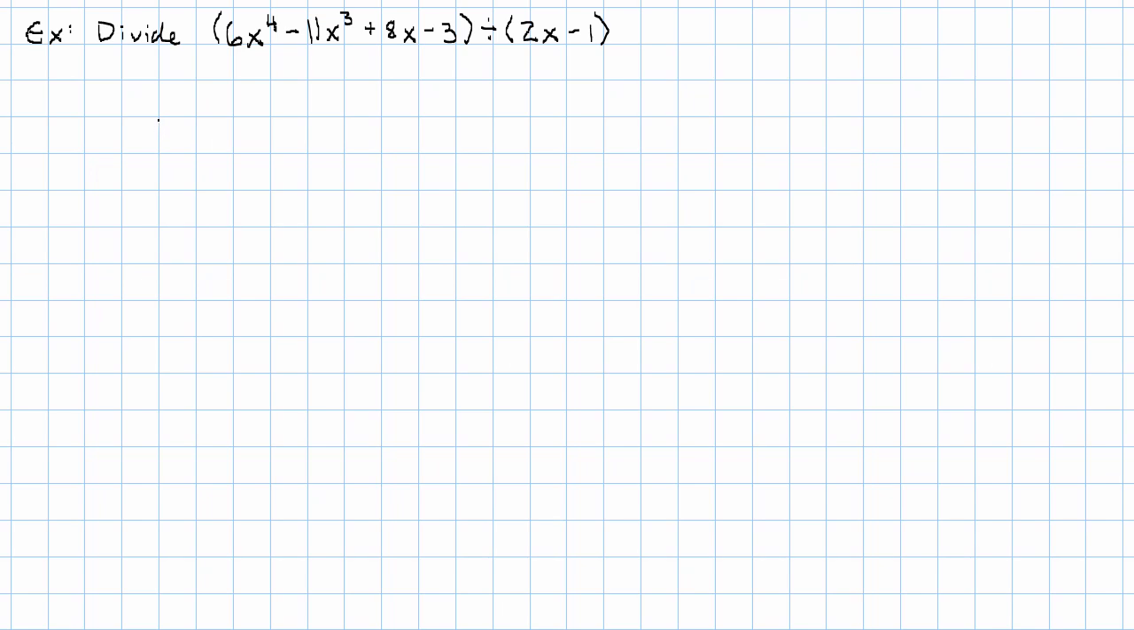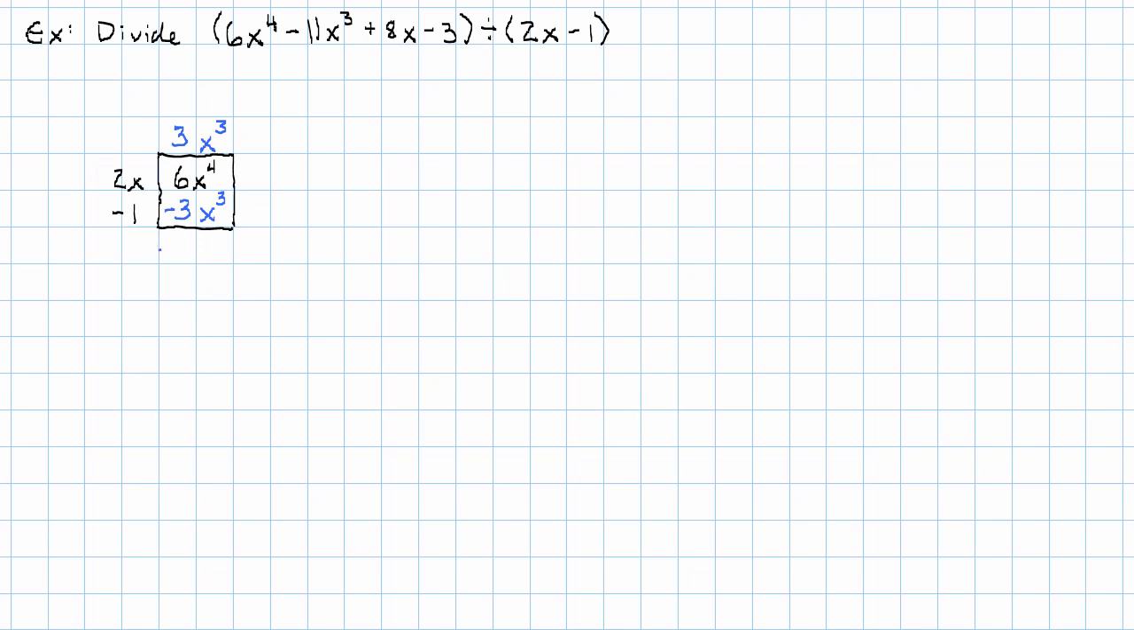So I'm going to start by setting up just the first column of a frame as if I were going to factor, and I'll put my leading term, my 6x to the 4th, in the first box. Okay, now what do I need to multiply 2x by to get 6x to the 4th? Well, I need to multiply it by 3x to the 3rd. Now I multiply 3x to the 3rd times negative 1. That'll be negative 3x to the 3rd.